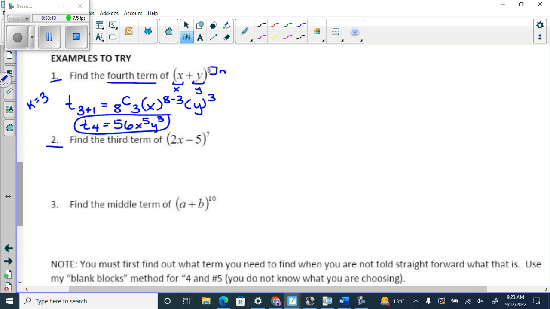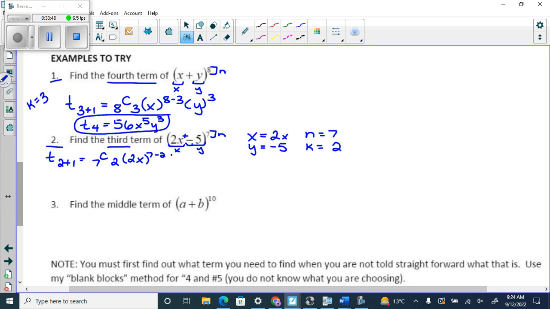This one I have to remember to do what? Yeah, add the plus sign. So my x is 2x, my y is negative 5, my n is 7. K equals what? 2, because I'm looking for the 3rd term. So I'm going to go t2 plus 1 equals 7C2, (2x) to the 7 minus 2, negative 5 to the 2.